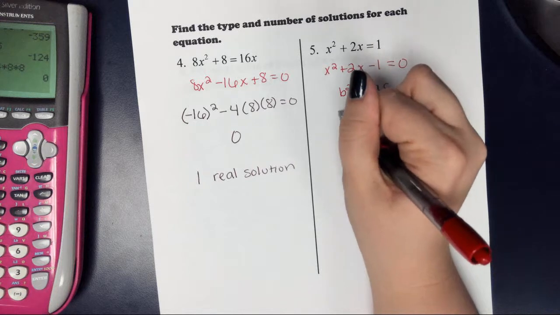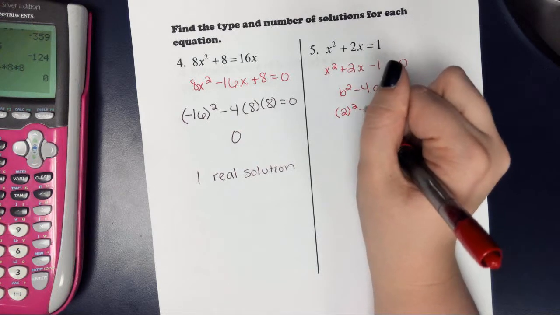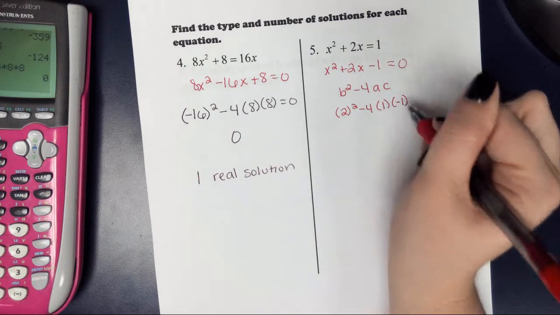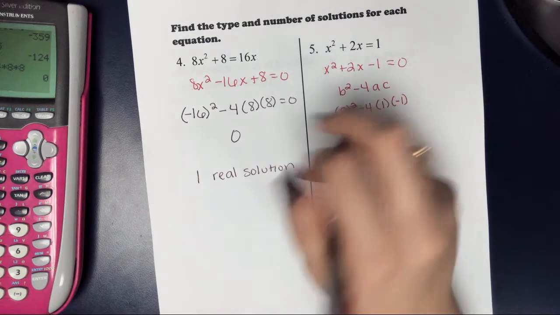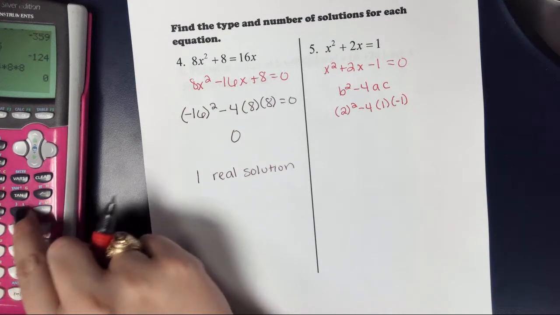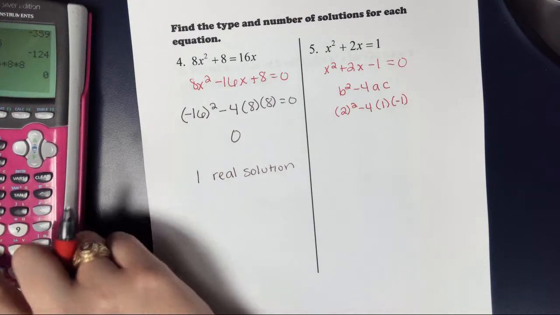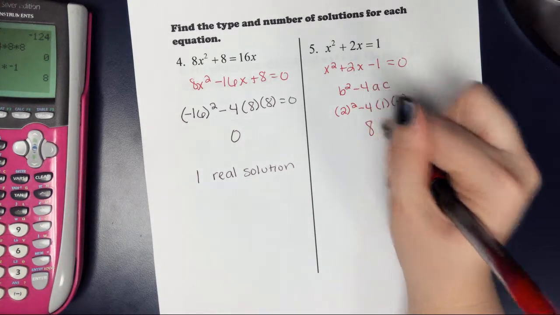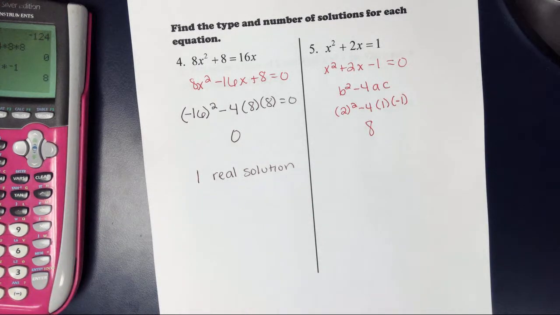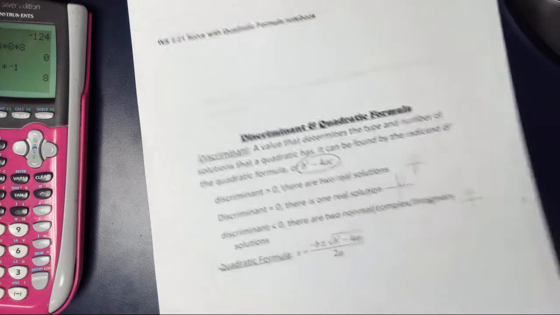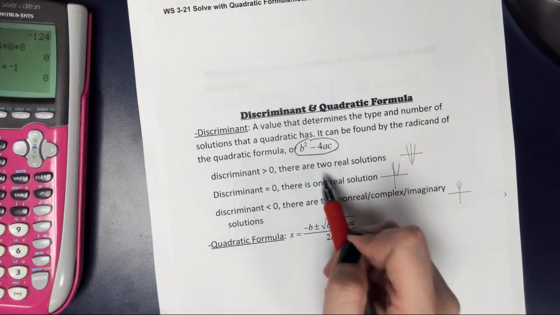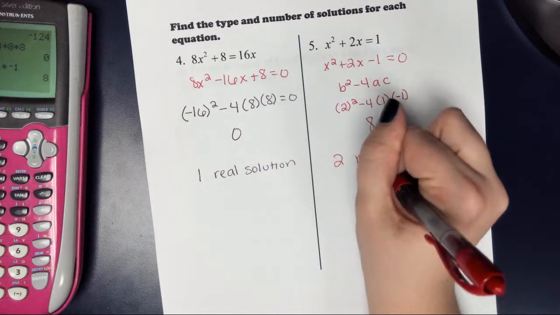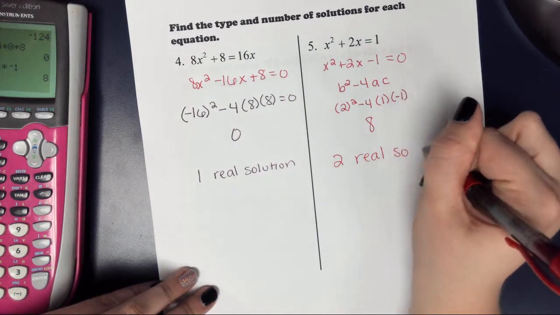So I'm going to plug in the b, so I have 2 squared minus 4 times a, which is 1, times c, which is negative 1. So then plug that in your calculator, open parentheses, 2 squared minus 4 times 1 times negative 1, and we get 8. So this is positive. So go back to that top. It's greater than 0. Right here, greater than 0. So there's 2 real solutions.